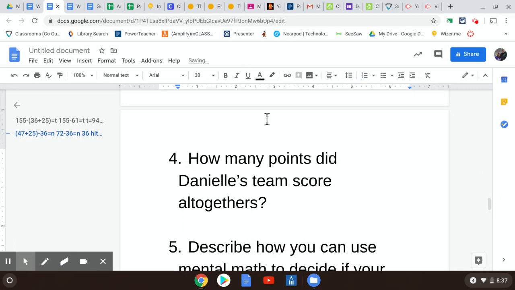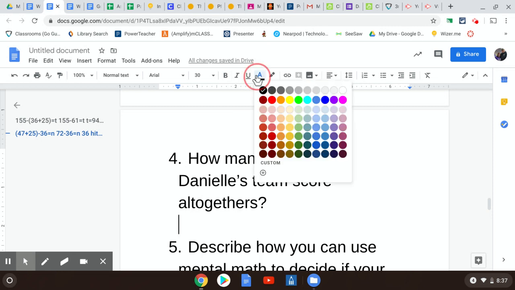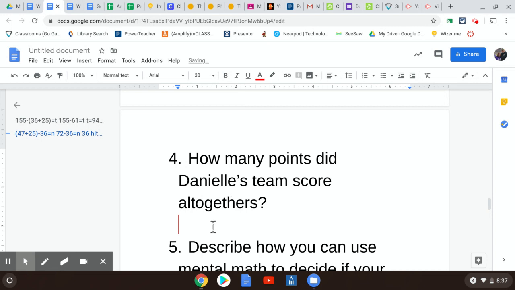Number 4 says, how many points did Danielle's team score altogether? So we just need to add up all the points that they scored. They scored 47 in one game, 41 in another game, and 53 in another game. And that equals your points. And when you add up all those points together, you get 141 points.